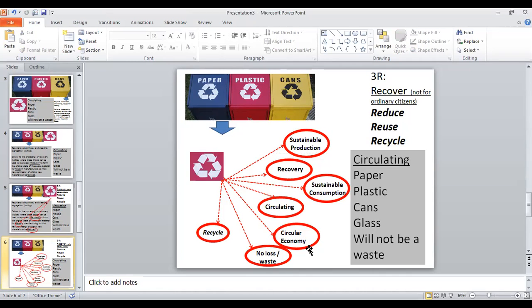So these 3 R's, of course, there are 4 R's other than reduce, reuse, and recycle. Okay, for consumers, yeah, contributing. Consumers are contributing. So this is quite contributory. That is, you are practicing, you are exercising your social responsibilities for the environment.